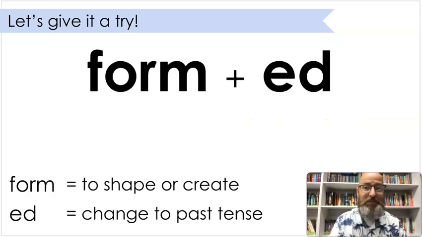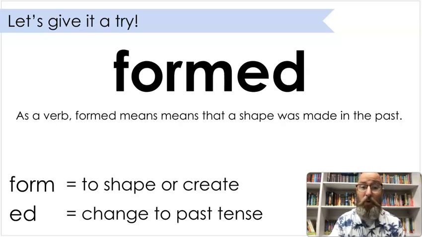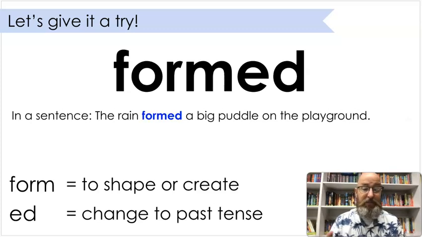Let's try another one. This time, let's add ed. Now, when I add ed, it's going to be a verb, and it's going to change it to past tense, which means it's already happened. What's our new word going to be? Formed, that's right. What does formed mean? As a verb, formed means that a shape was made in the past, or something was created in the past. In a sentence, you might say the rain formed a big puddle on the playground. And that's using it as a past tense verb.